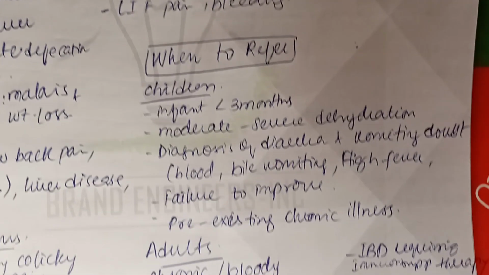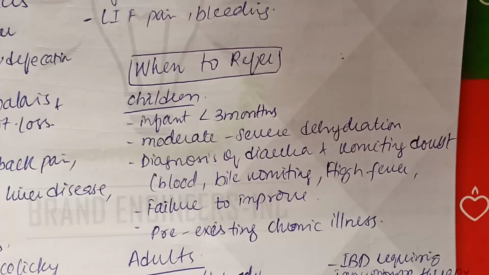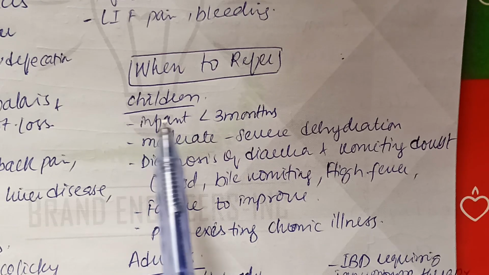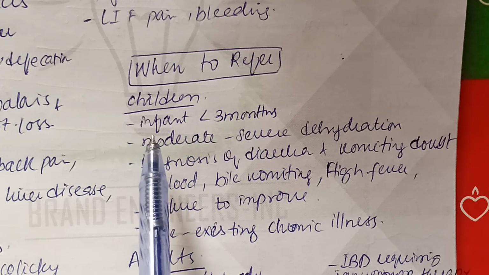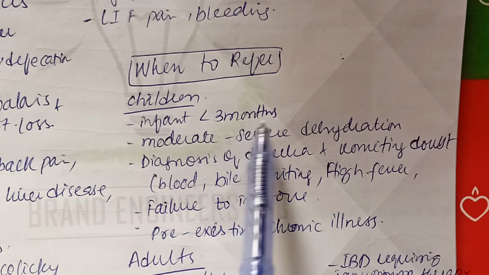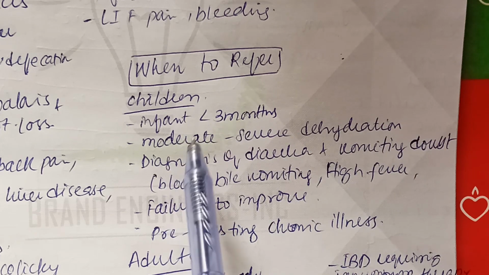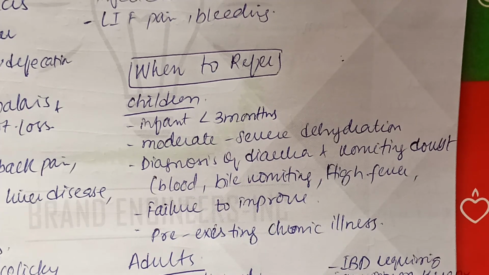When are we going to refer the patient to a specialist who comes to you with diarrhea? In children, if the child is an infant less than 3 months and has loose stools, moderate to severe dehydration, or the diagnosis of diarrhea and vomiting is in doubt, like blood or bile colored vomiting, high fever, failure to improve, or pre-existing chronic illnesses. In these conditions we are going to refer the patient to a specialist.